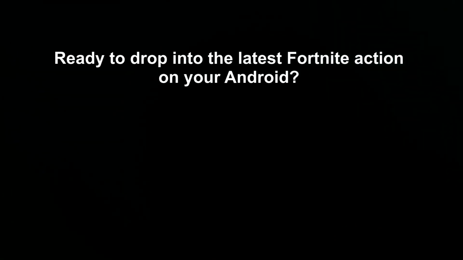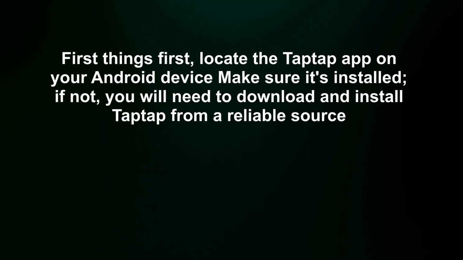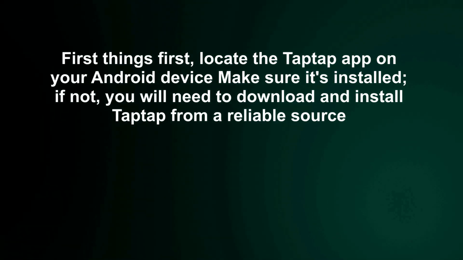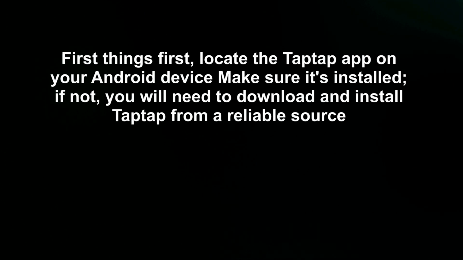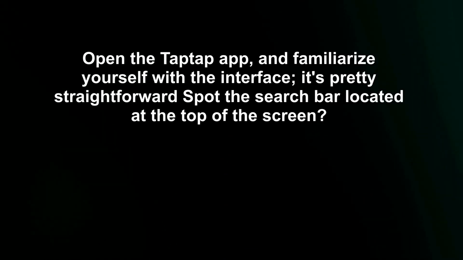Ready to drop into the latest Fortnite action on your Android. First things first, locate the Taptap app on your Android device. Make sure it's installed. If not, you will need to download and install Taptap from a reliable source. Open the Taptap app and familiarize yourself with the interface.